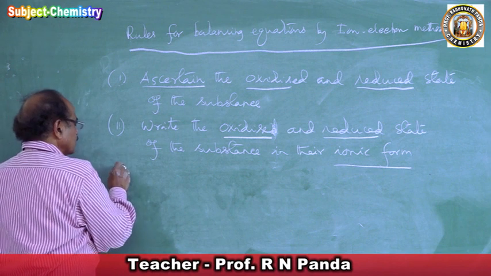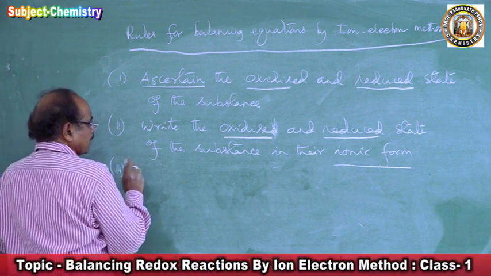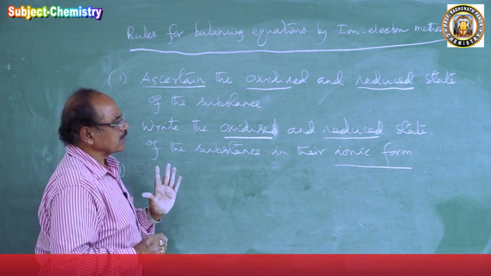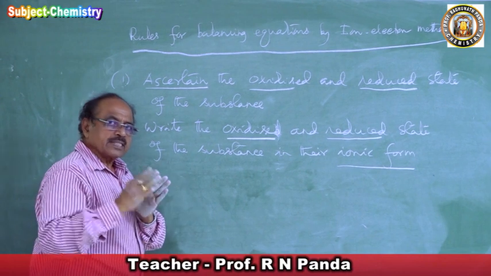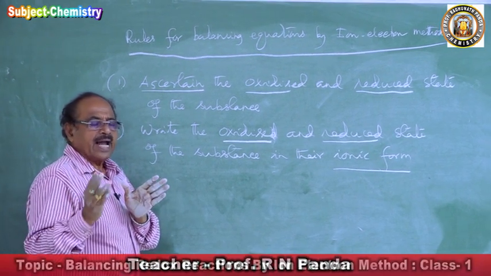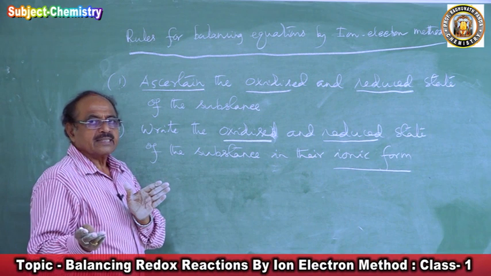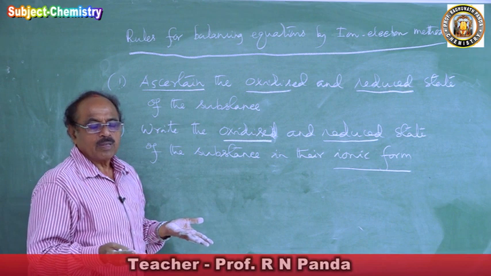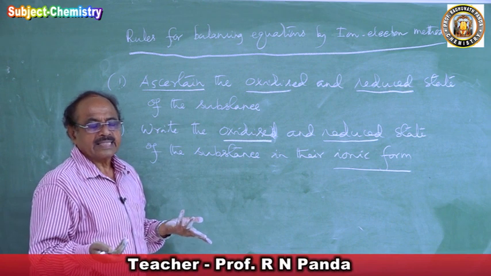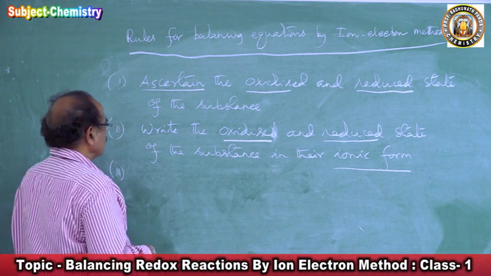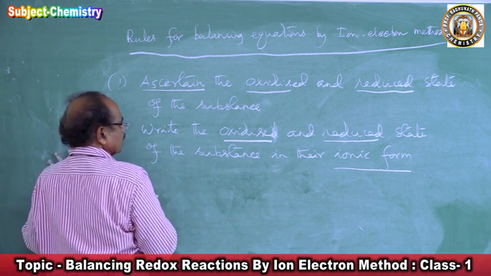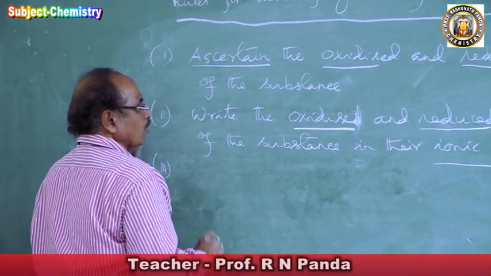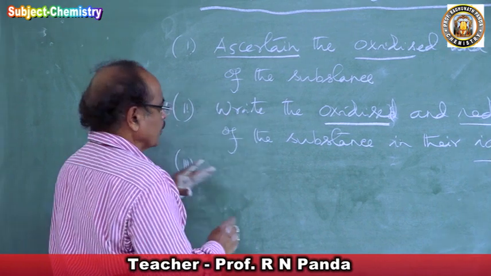Then one reaction is the oxidation reaction, the other reaction is the reduction reaction. We will balance the oxidation reaction first separately, and we will balance the reduction reaction separately. Then what do we have to do? We will balance the electrons to bring out the reaction. So write the oxidized state and reduced state of the substances in ionic form. This is called the half reaction.